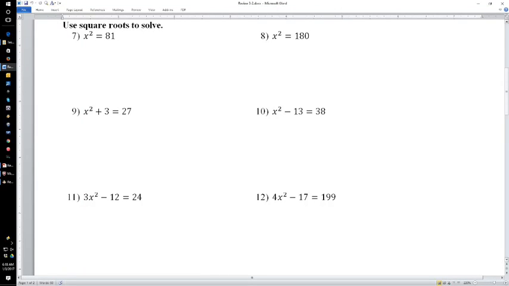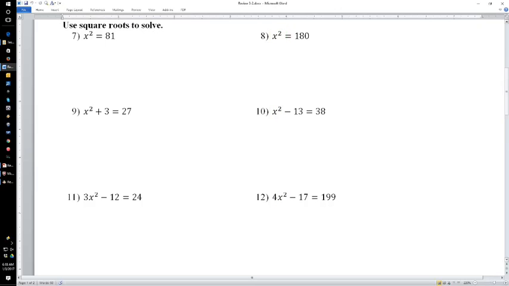Okay, for using square roots to solve, basically what we're going to do is get down to the x squared portion. So for that problem, it's this one. We want to get down to the x squared for that one. For number 8, it's already done for you. For number 9, it's almost done for you. For 12, we're going to have to get rid of that 4 out front, but get down to that.